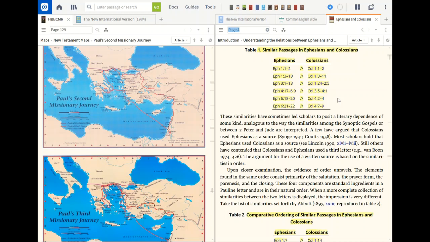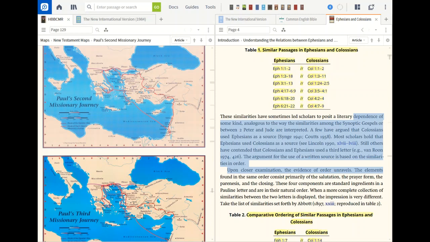But anyway, Table 1. Note some of the similar passages in Ephesians 1 and Colossians 1, and Ephesians 3 and Colossians 1. These are very similar passages, and Talbert also has a comparative ordering, if my computer will work. I don't have enough memory, so sometimes when I run this Bible program and the recording, it bogs everything down. But there are a lot of passages that parallel in order and in content. Even though they have some similar content, they don't agree in order about 40% of the time. And then sometimes the common material is developed in different ways.